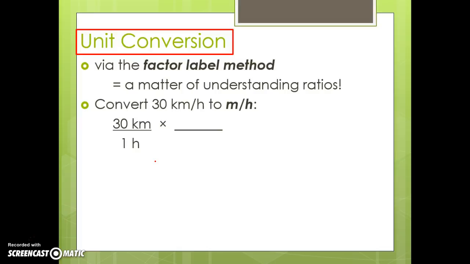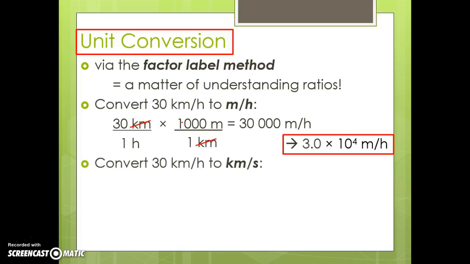So if we were to convert 30 kilometers per hour to meters per hour, here's how we would do it. We would write 30 kilometers per hour multiplied by 1 kilometer down here to cancel out that. And we want to cancel out the hour by putting another hour here. We don't need to do that yet, sorry. Then 1,000 meters are in a kilometer. The kilometers cancel out. So it'd be 30,000 meters per hour.